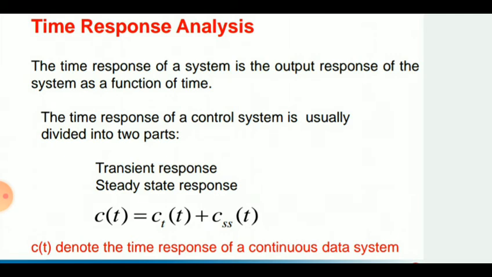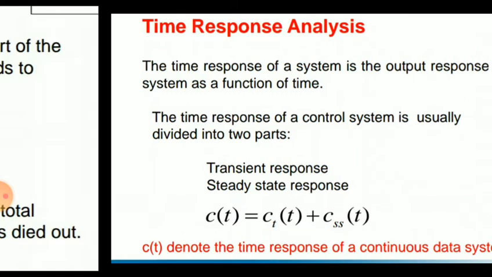So the time response of a system is the output response of the system as a function of t. The time response of a control system is usually divided into two parts, transient response and the steady state response. So c(t) is equal to ct(t) plus css(t). So c(t) denotes the time response of a continuous data system, and it is divided into two parts. First, ct(t), that is a transient response, and css(t), a steady state response.